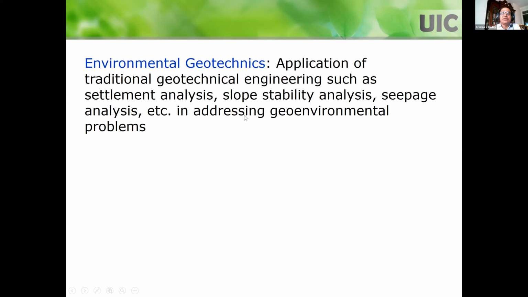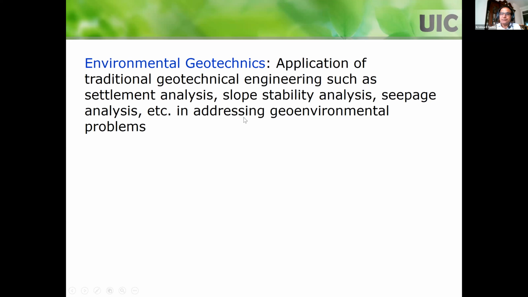So let's say you have waste landfills. If you have a liner system, how do we do the settlement analysis? How do I do the slope stability analysis? How do I do the seepage analysis? These are traditional geotechnical topics that can be applied in addressing the waste containment systems.